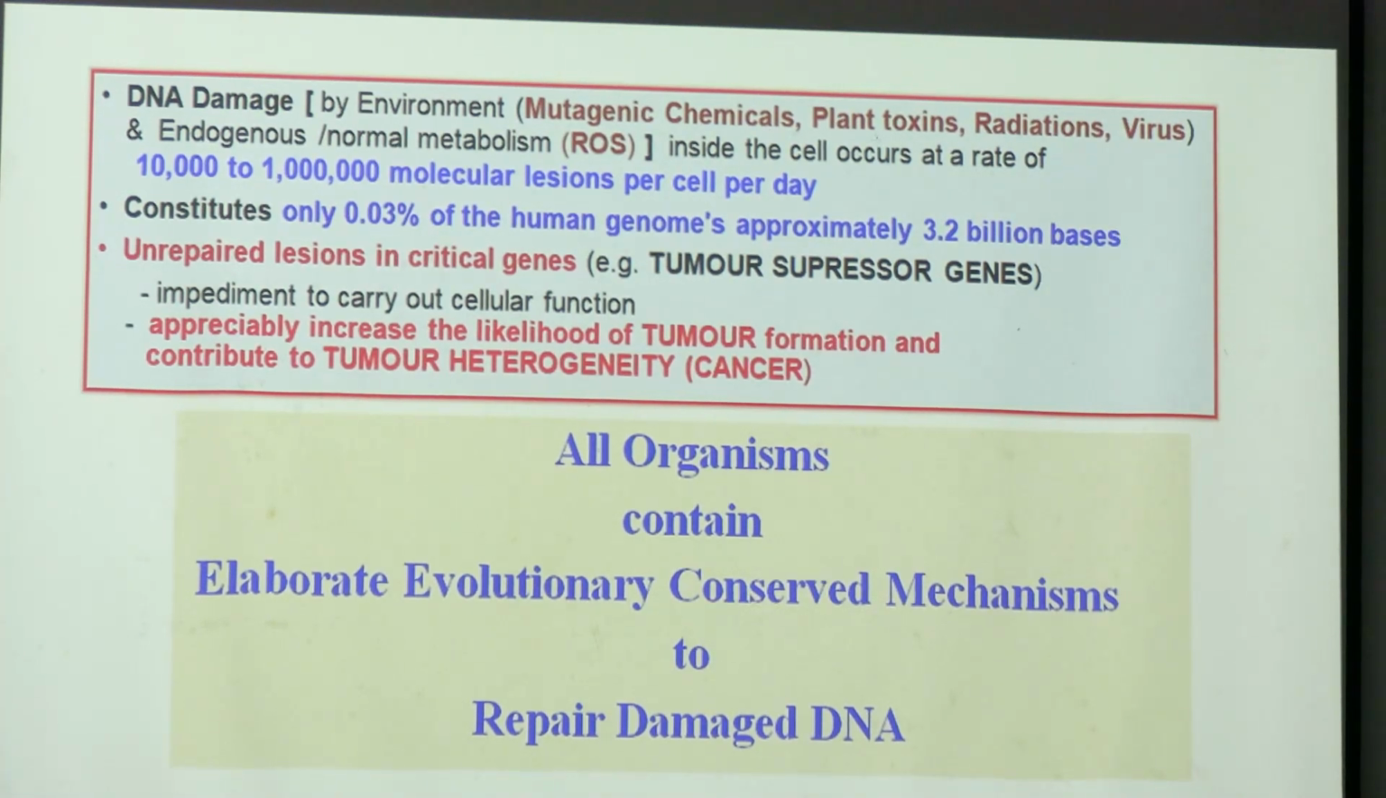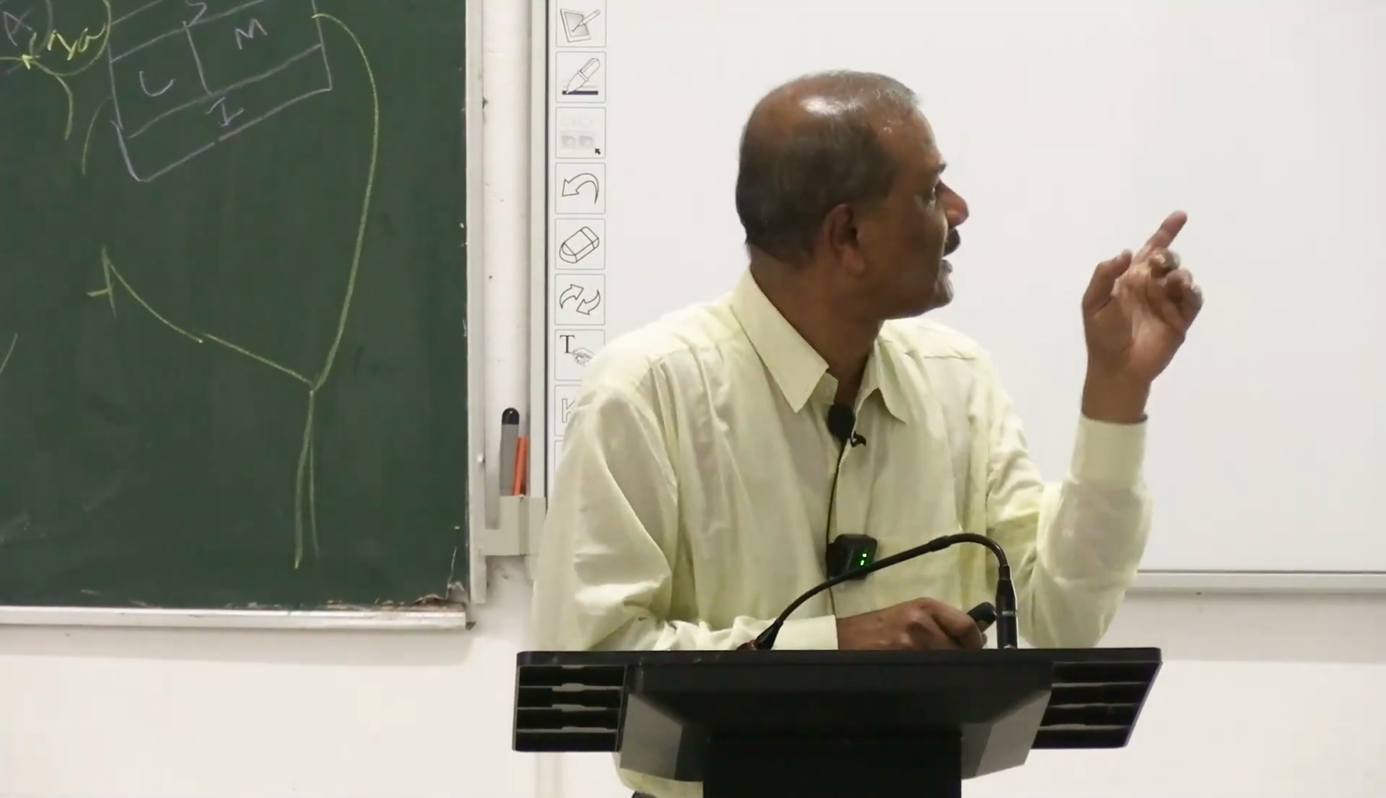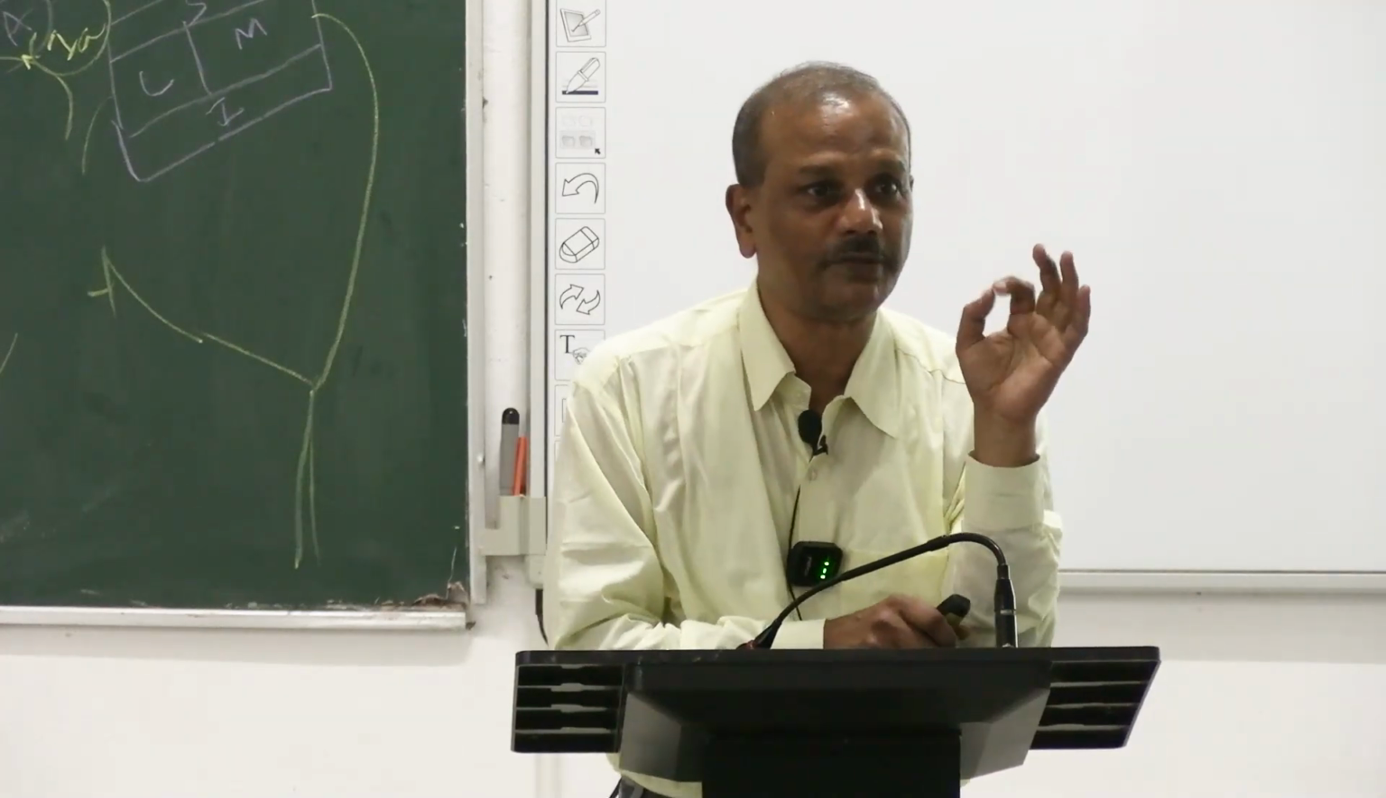So all organisms have evolved elaborate, evolutionarily conserved mechanisms to repair DNA damage. What are they? This chart you have to remember. There is no way out. So there are different types of mutations. What are the different types of mutation?